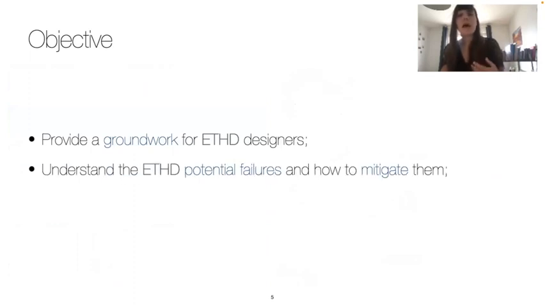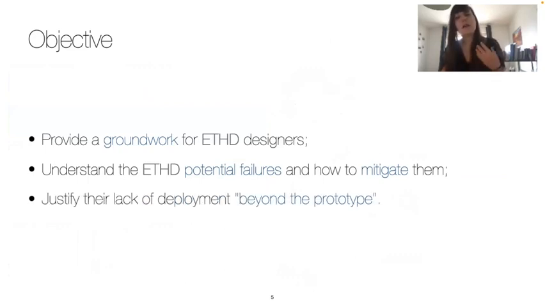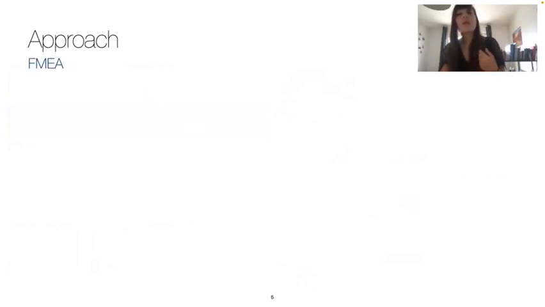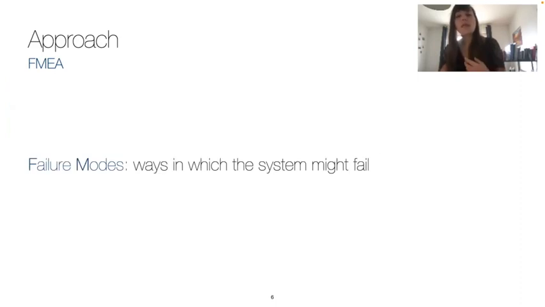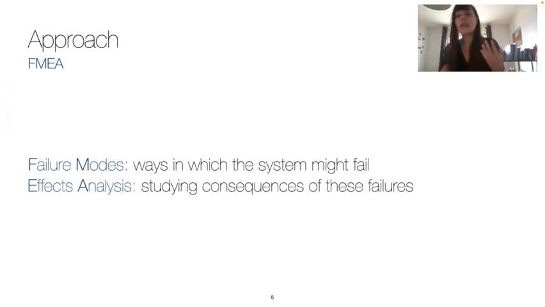We analyze and highlight the ETHD potential failures and define how to mitigate them, to finally justify their lack of deployment beyond the prototype and actually encourage it. For this matter, we used a common approach from industry and quality control, the FMEA, failure modes and effects analysis. Failure modes are ways in which the system might fail, and effects analysis is the studying of their consequences.